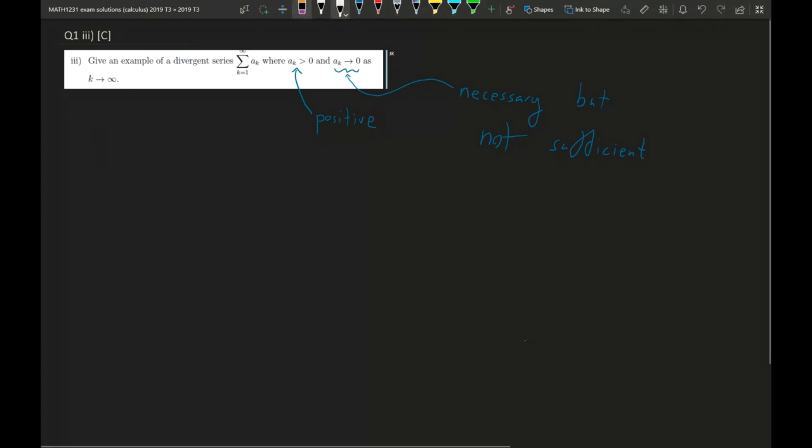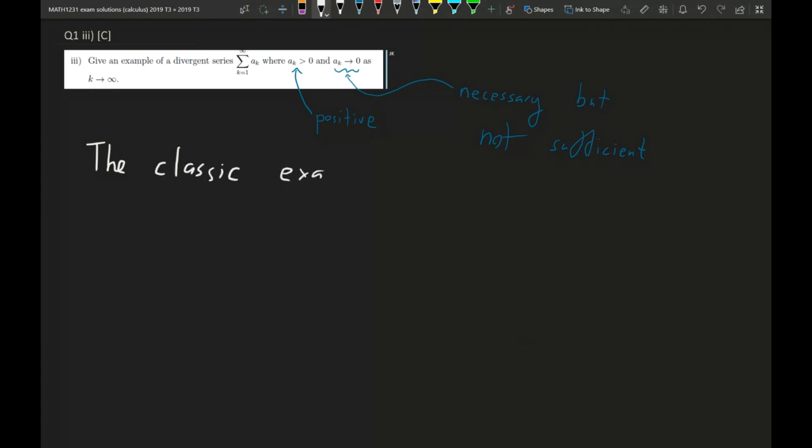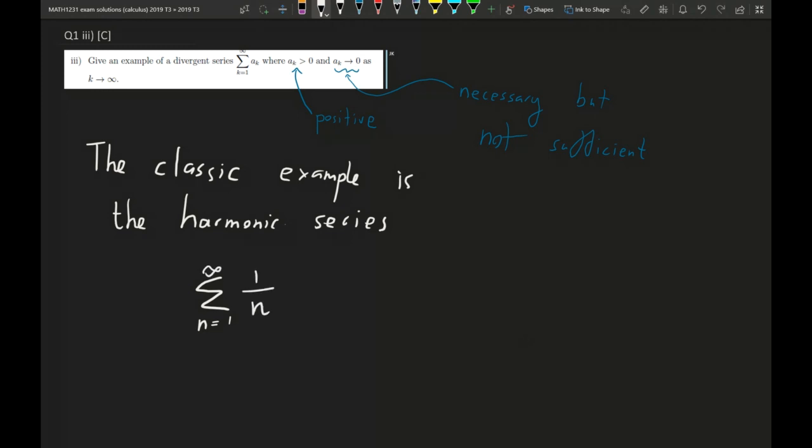No, that's too big. So in some sense, it's even a classic example. So the classic example is the harmonic series. And just to make sure the person who's reading this knows exactly what series I'm talking about, this is the series summing from n equals 1 up to infinity, 1 over n. So this is the harmonic series, which is in some ways connected to the log function.